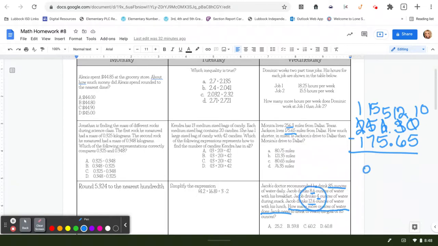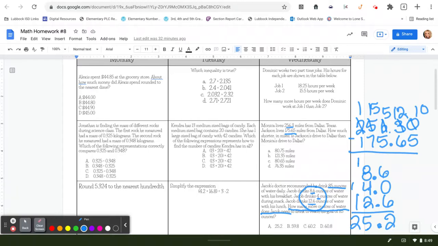So we need to add up 8 and 6/10. Watch where my 4 goes. It's in the ones place with my phantom. And then 12 and 6/10. So we're going to add these up. 6 plus 0 is 6, plus 6 more is 12. Bring down my decimal. 8 plus 2 is 10, plus 4 is 14, plus 1 more is 15. Okay, so far he has drank 25 and 2/10.